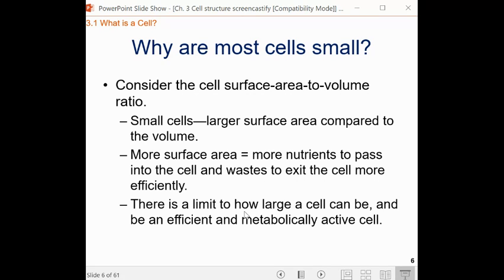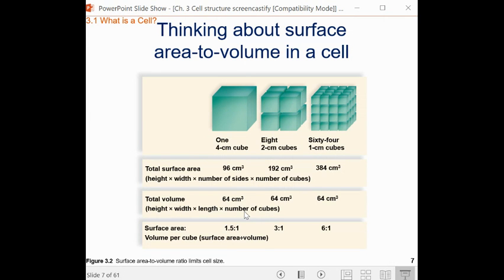So then we have to ask, why are cells so small? Well, we have to think about the surface area to volume ratio. Little tiny cells have a larger surface area compared to the volume inside of it. More surface area means nutrients can pass into the cell much faster and get to the center much quicker, and wastes can leave the cell. If you get it really, really large, that surface area becomes small compared to the volume, and then it becomes quite difficult to get the nutrients into the cell, and it will actually die.